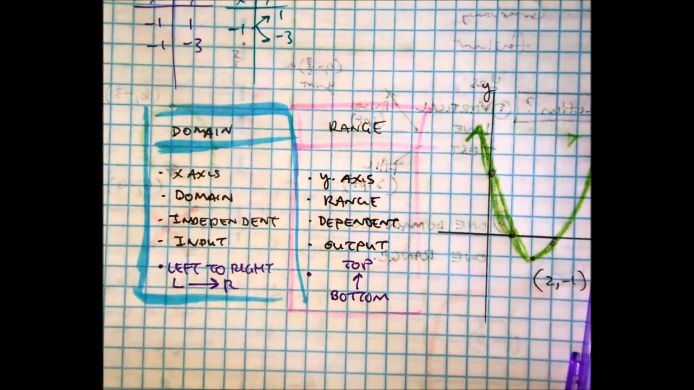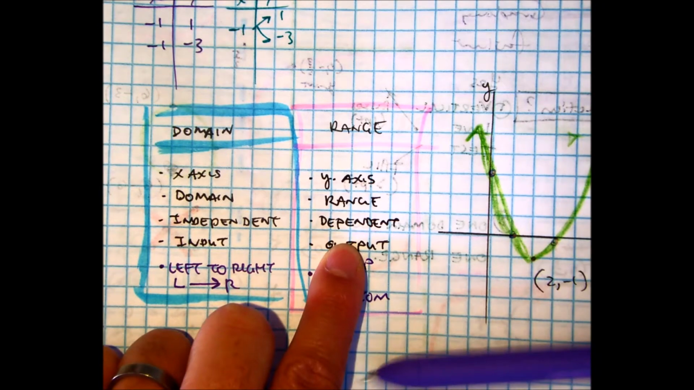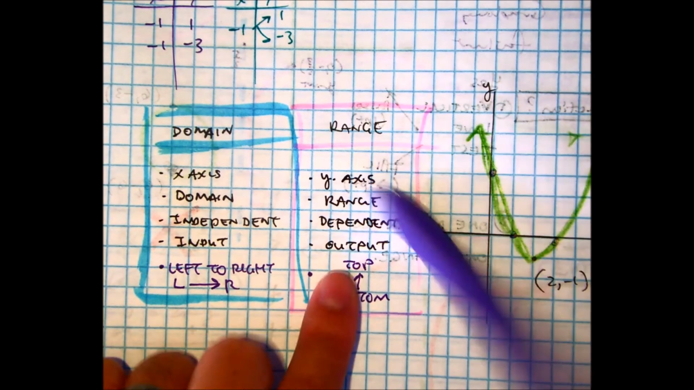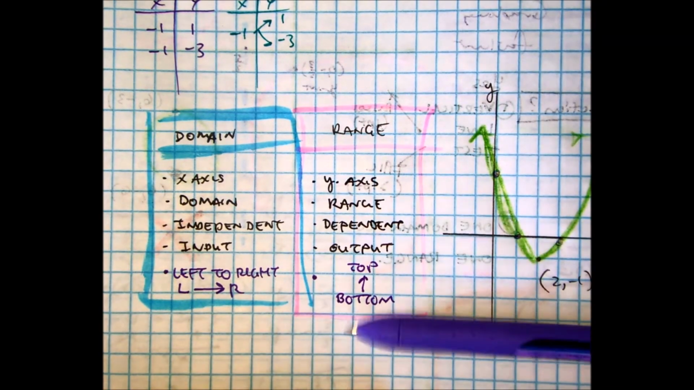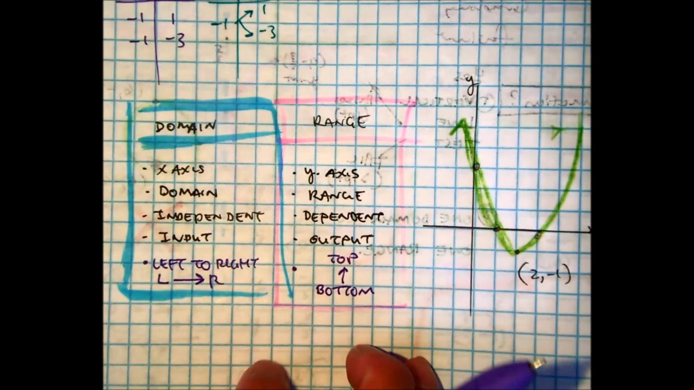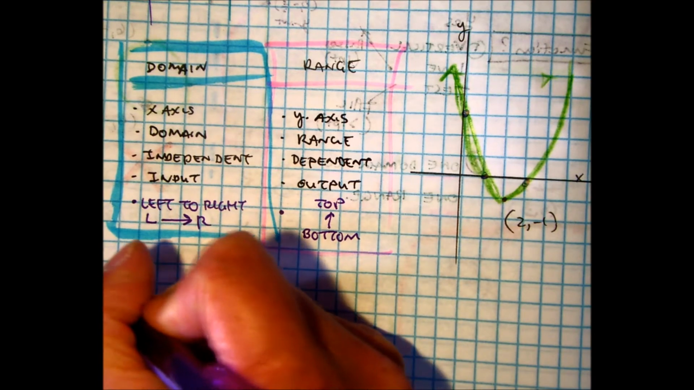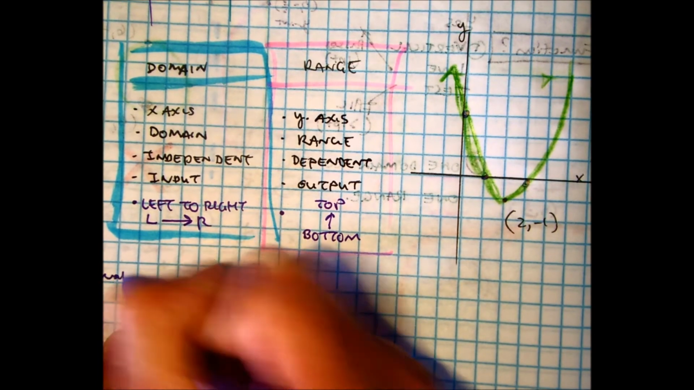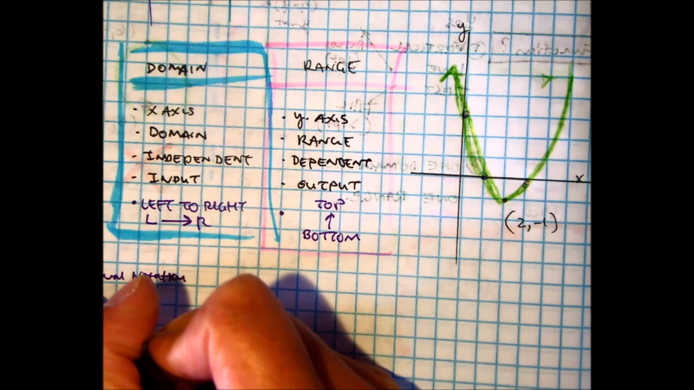The range refers to the y-axis. They also call that the dependent, or they also call it the output, and you go from the bottom to the top. Let me show you how I can use the domain and range to write this. So domain, we'll write interval notation, and inequalities.